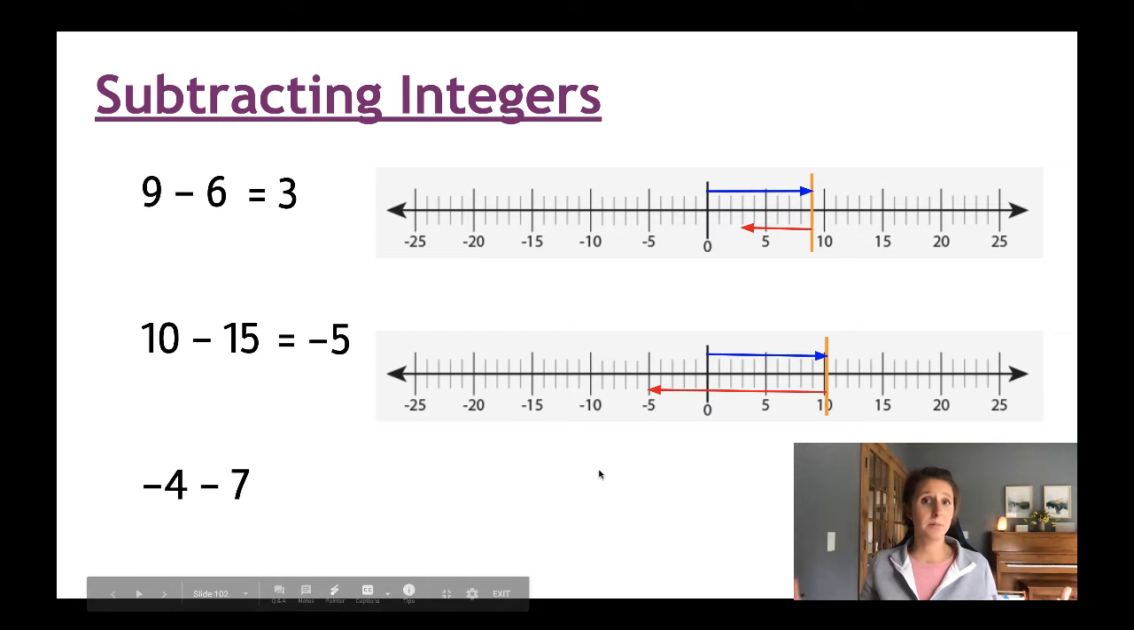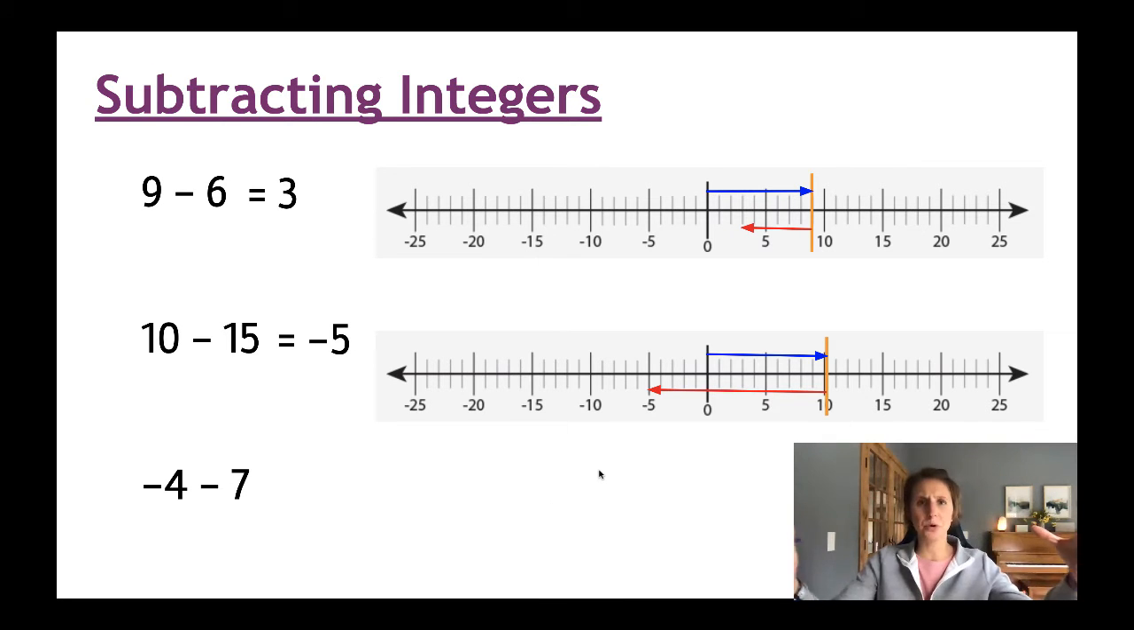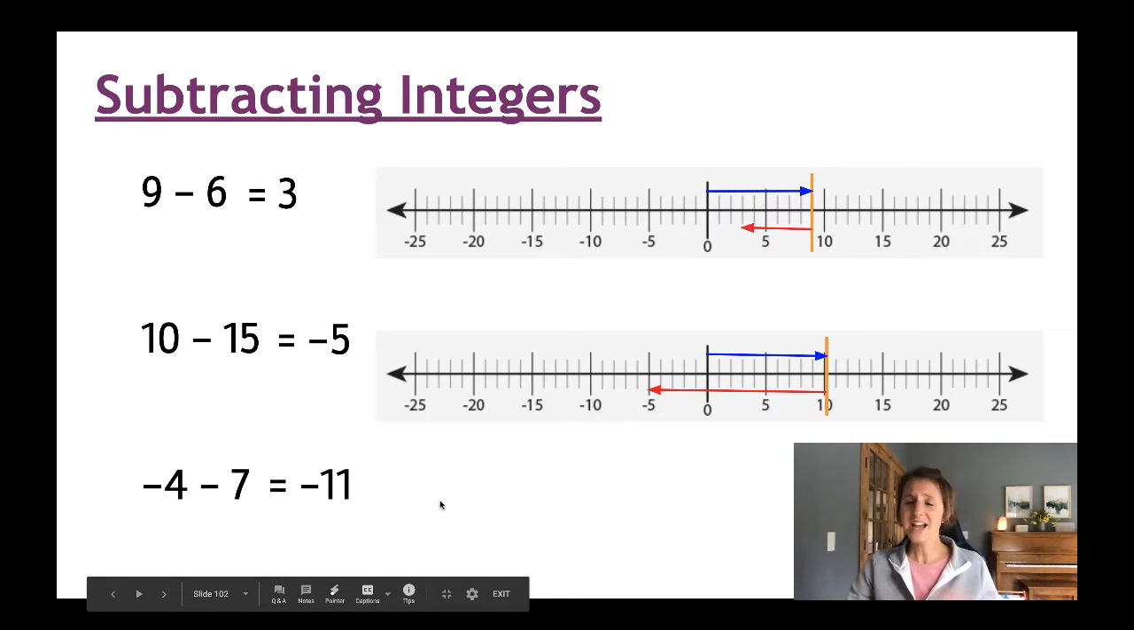This time I don't have a number line to show you. Let's see if we can just talk it through. I'm at negative 4. There I am. Am I going to take 7 steps to the right to subtract 7 or 7 steps to the left to subtract 7? 7 steps to the left. So negative 4, negative 5, negative 6, negative 7, negative 8, negative 9, negative 10, negative 11. You're at negative 11. See? We did it without a number line.